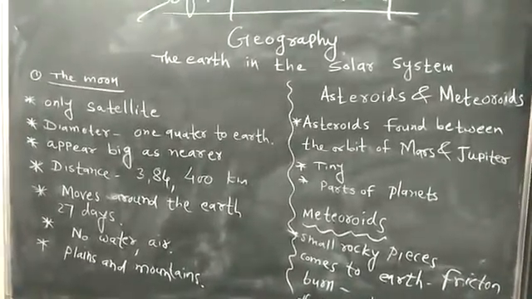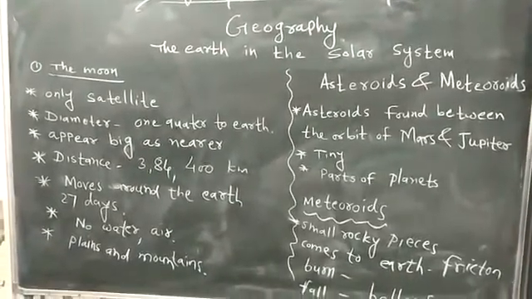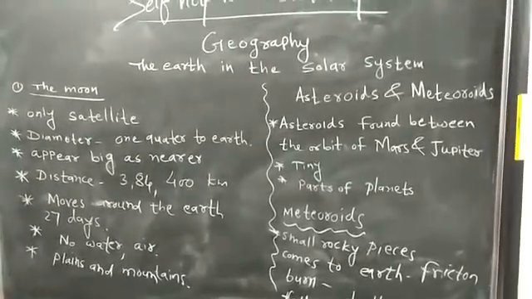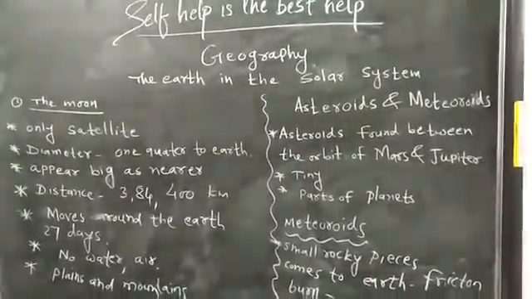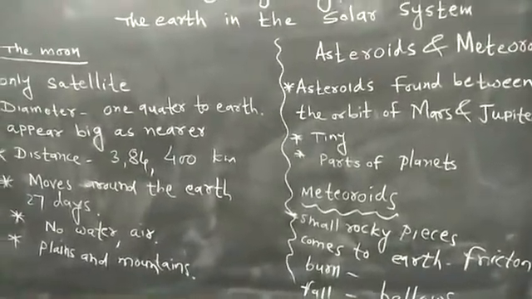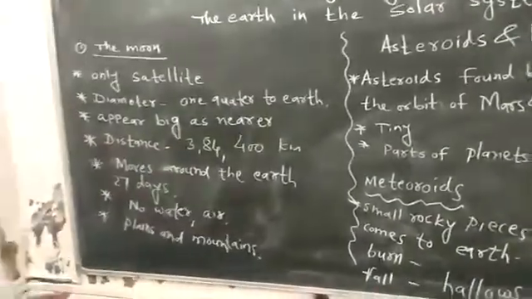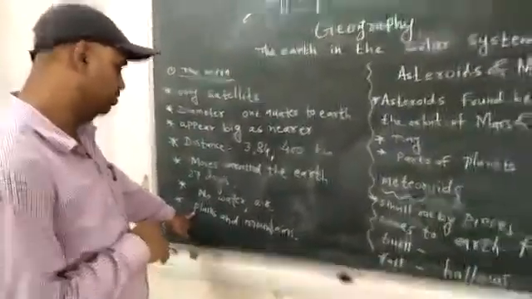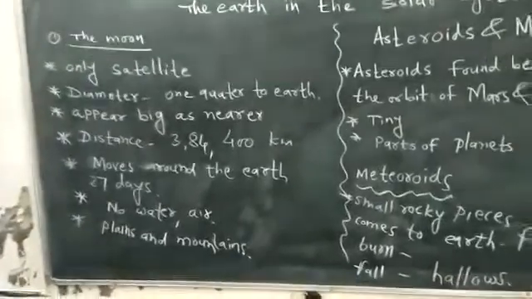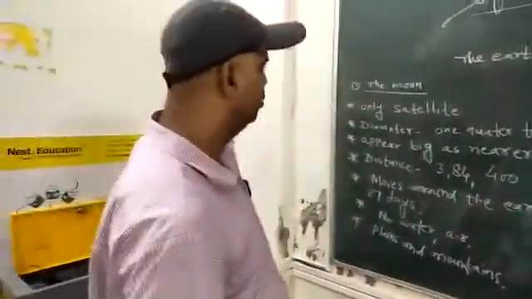Then you can see there is no water and air available on the moon. So the atmospheric conditions which are available on the earth, which are good for life, are not found on the moon. So we don't have water and air on the moon. Then there are plains and even mountains on the moon. So these are some basic information about the moon.